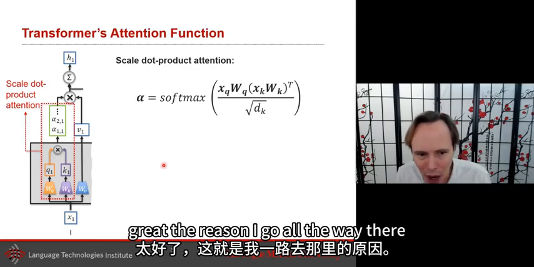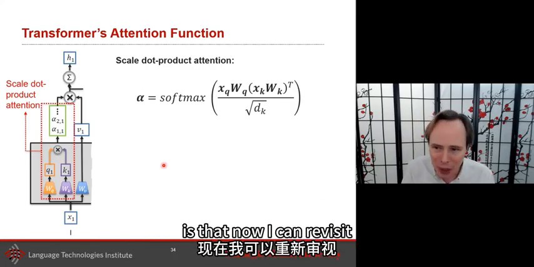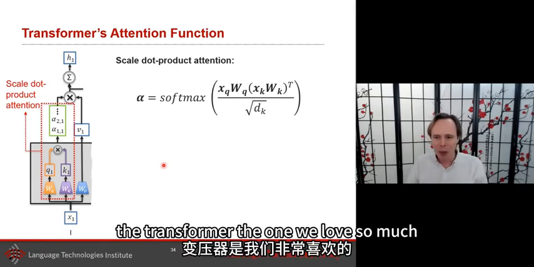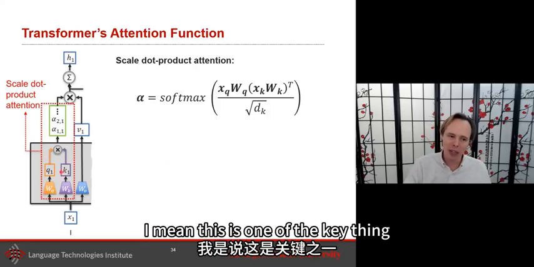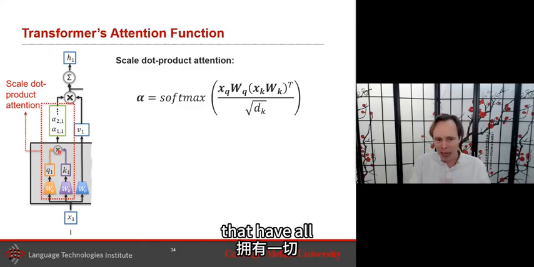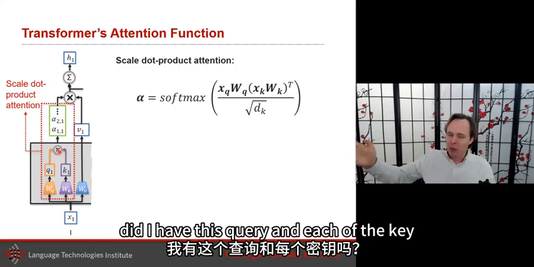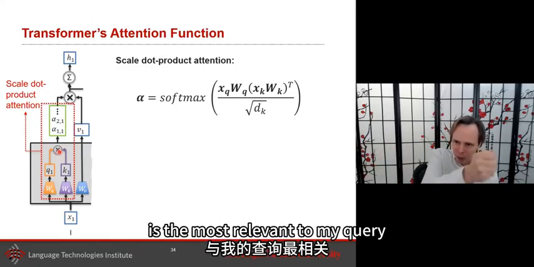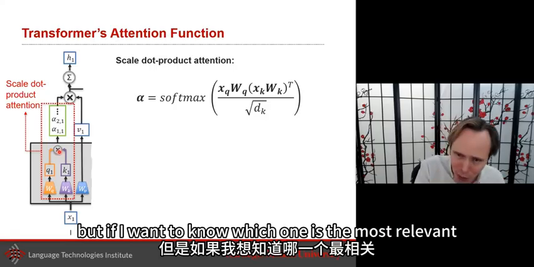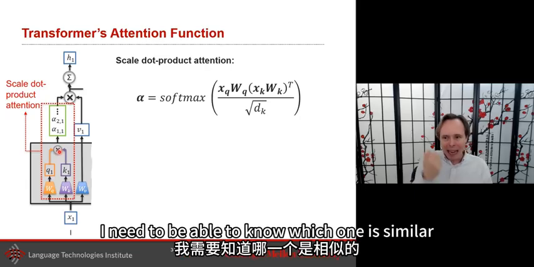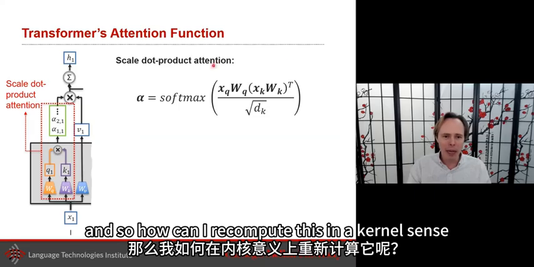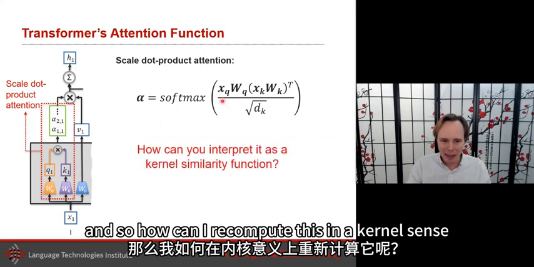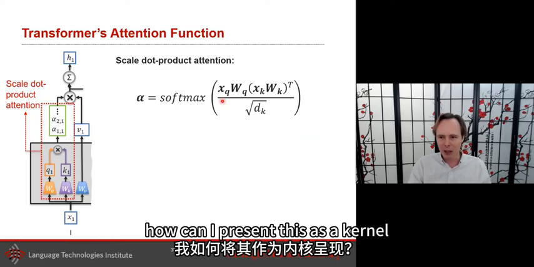Great. The reason I go all the way there is that now I can revisit the transformer, the one we love so much, and that key place. This is one of the key things of a transformer. I have this query, and I ask which of the keys is the most relevant to my query. But if I want to know which one is the most relevant, I need to be able to know which one is similar. And so how can I recompute this in a kernel sense? How can I present this as a kernel?